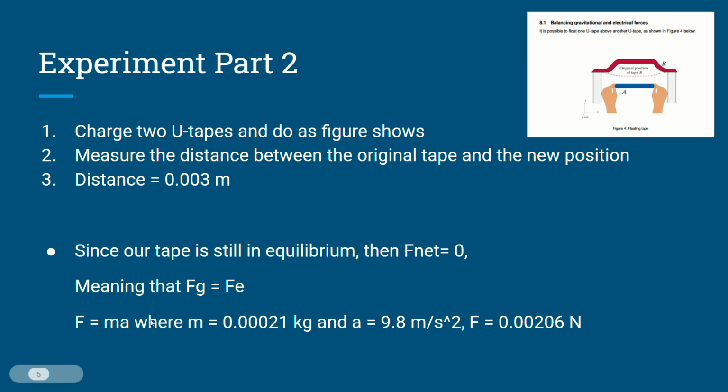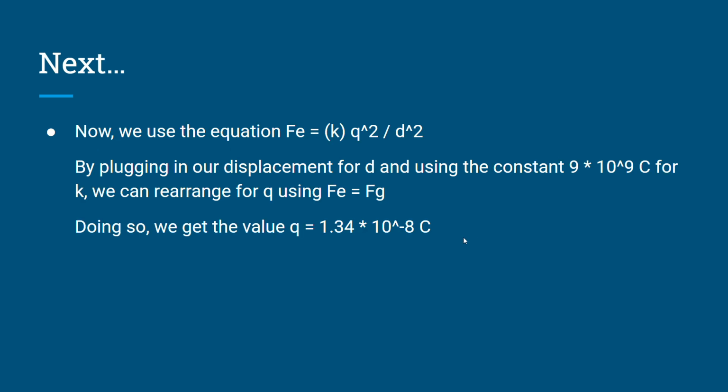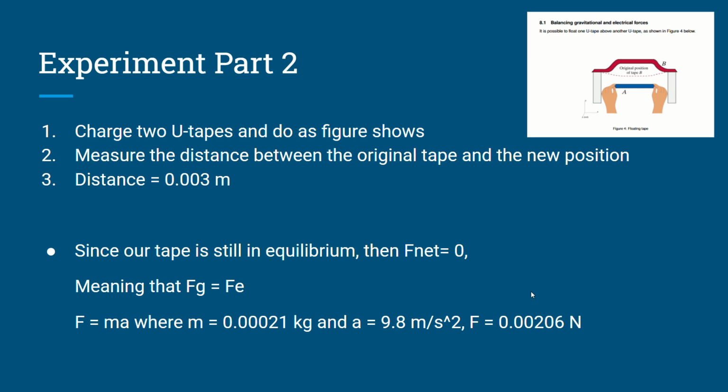Now, like I said, force equals mass times acceleration, and that's the equation we'll be using to figure out the force of our gravity, where our mass was 0.0021 kilograms, to be more precise from earlier, and our g value was 9.8 meters per second squared, which resulted in a force of 0.00206 newtons. Now, that's the value of our Fg, but what about the Fe?